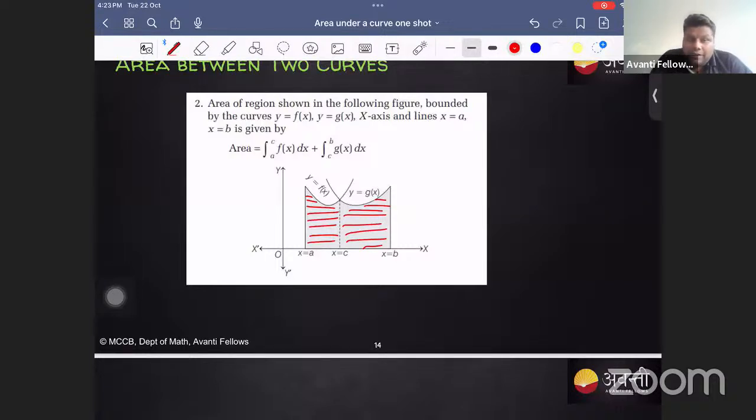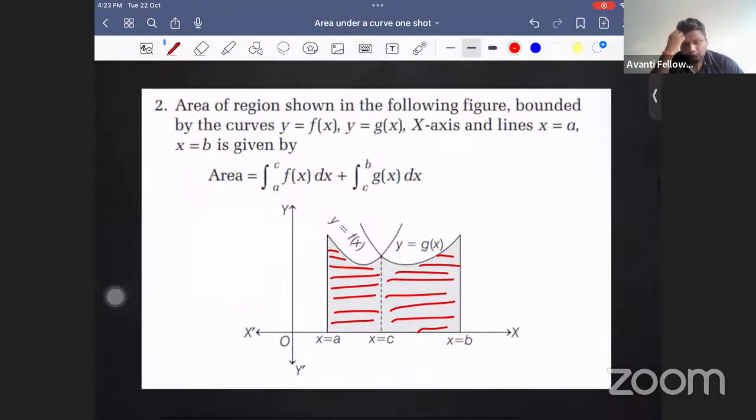So again, you have to figure out the point of intersection of these two curves. Then between A to C, f(x) area, and then C to B, g(x) area. Am I clear? Have a look. Got it?